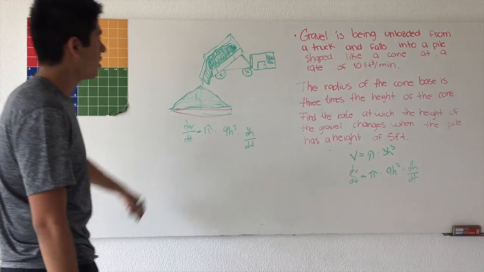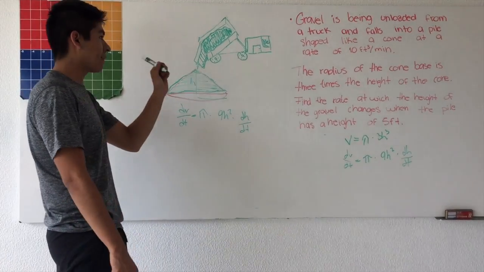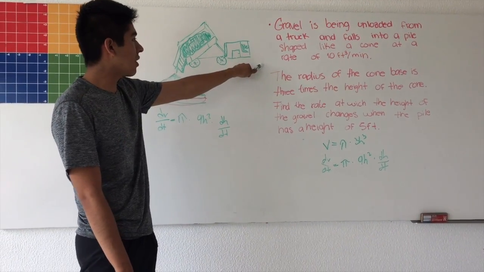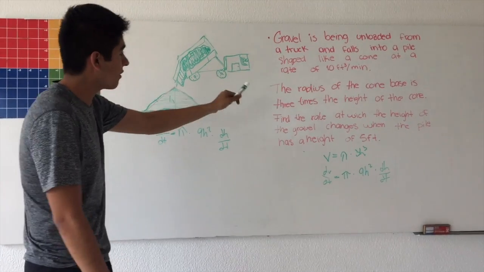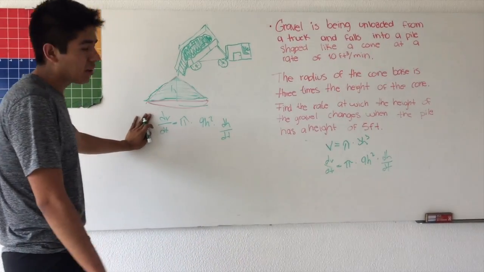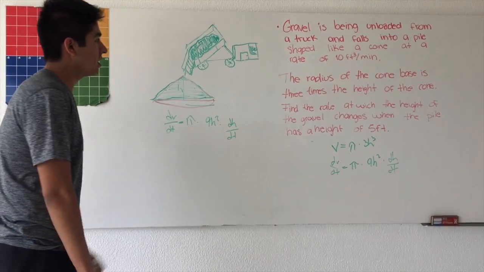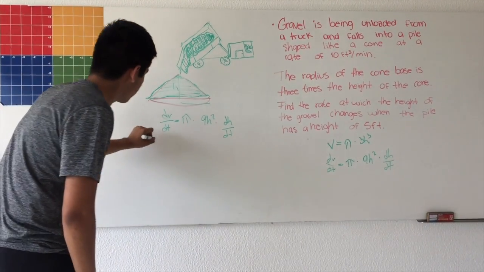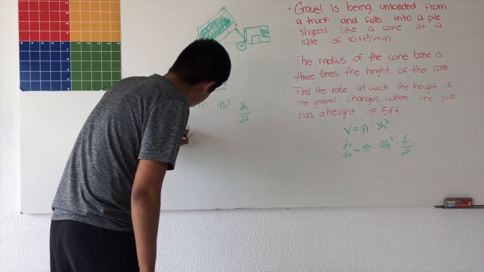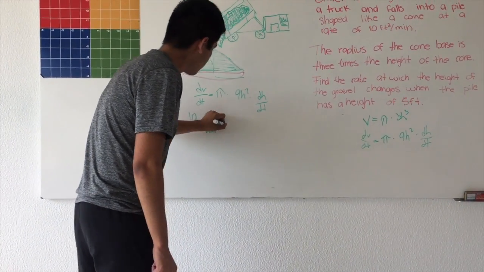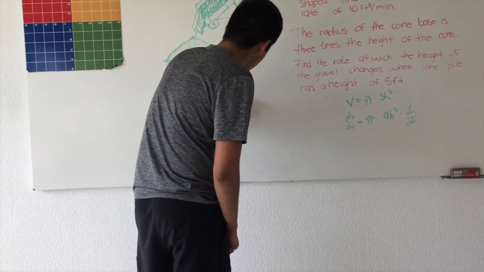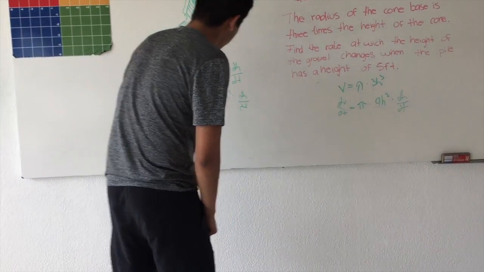Now that we have this, we can get back into the problem again to get some more data. As the problem says, gravel is being unloaded from a truck and it falls into a pile in the shape of a cone at a rate of 10 feet cubed over minute. So this is the rate of the volume. So we can substitute this dV over dt with 10 feet cubed over minute. It's equal to pi times 9h squared times dh over dt.